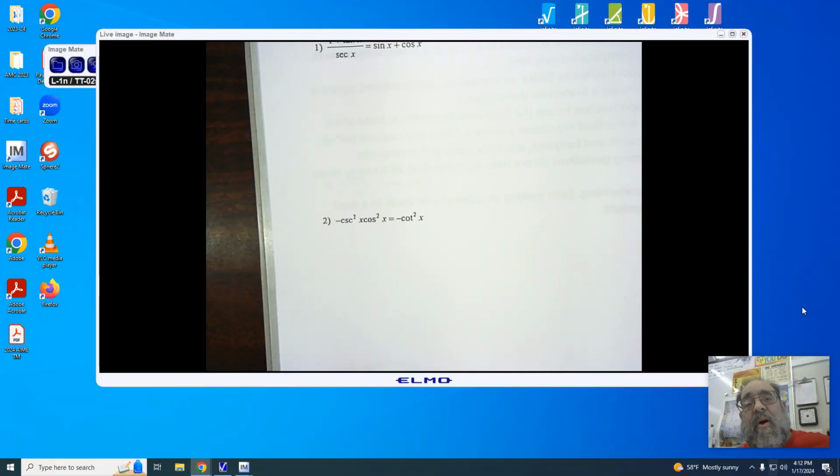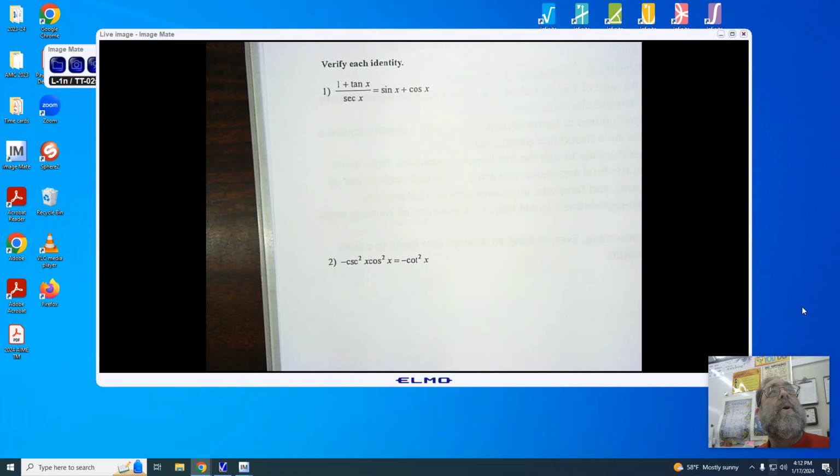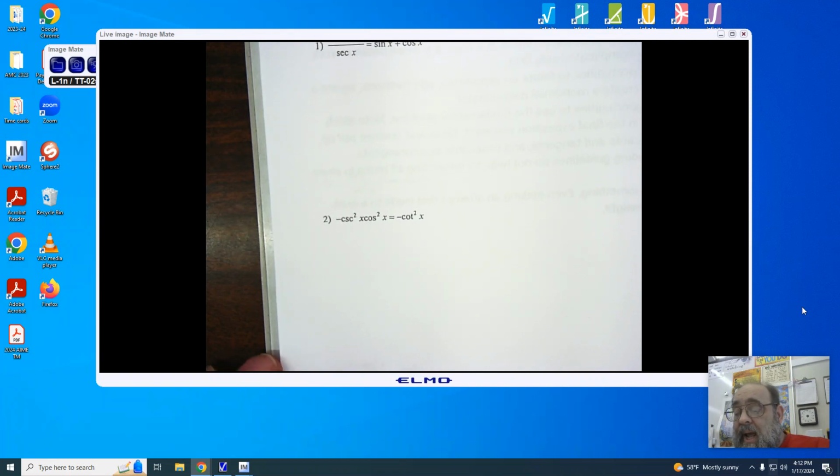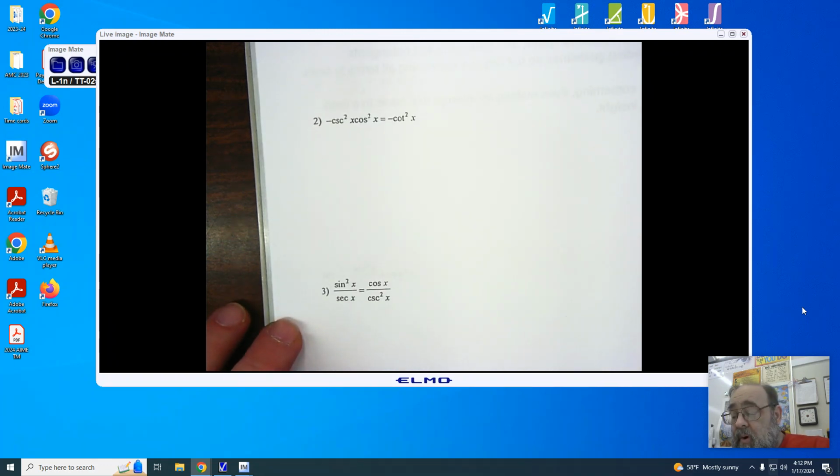Today's discussion is going to be on verifying identities. So what we're going to be doing is taking a look at the identities that you'll see in front of you. You'll notice we're going to be working with verifying that 1 plus tangent x divided by secant x is actually sine x plus cosine x. We're then going to be taking a look at the negative cosecant squared x times the cosine squared of x is really the negative cotangent squared x. We're going to finish on the first group with sine squared x divided by secant x is really cosine x divided by cosecant squared x.